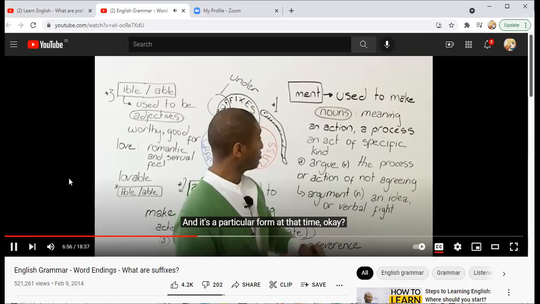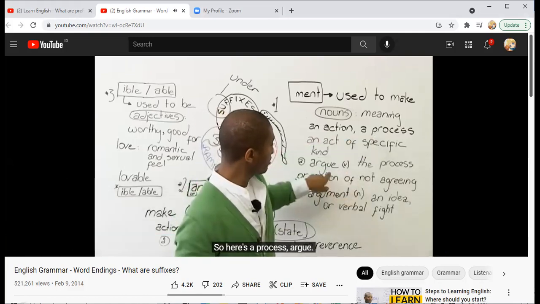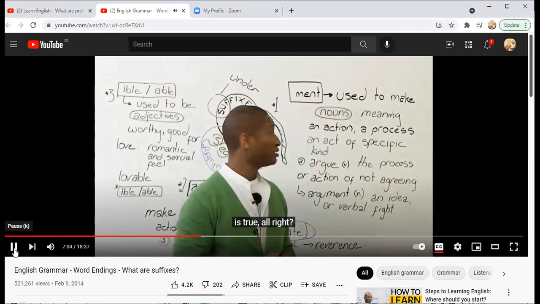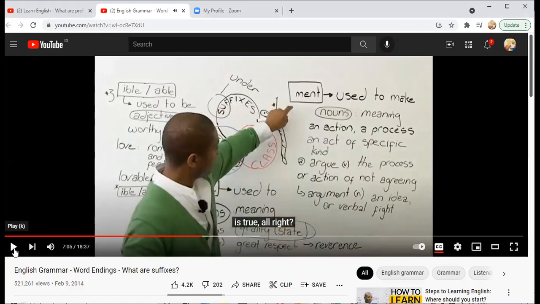A particular form of that. Okay. So here's a process. An argument is when one group of people are fighting. And if you remember from our abstract noun, right? Kalau kalian masih ingat tentang abstract noun, we have like anger and beauty. That's an abstract noun, right? It's an idea of things. It could be a noun. Kan noun juga bisa ada sesuatu yang abstrak, seperti itu yang kata tentang perasaan gitu kan?